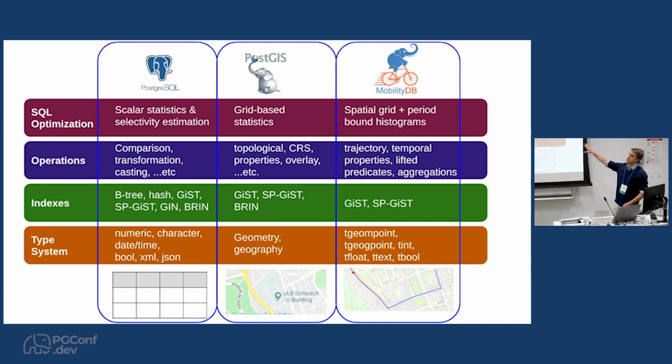Essentially, it's a temporal extension to PostGIS, which most of you probably know, which is itself a spatial extension to Postgres. In MobilityDB, we work with moving objects, so temporal points, as well as other temporal data. We have different new types to store this type of data, as well as indexes that are able to work on these types, and a bunch of functions and some optimizations.